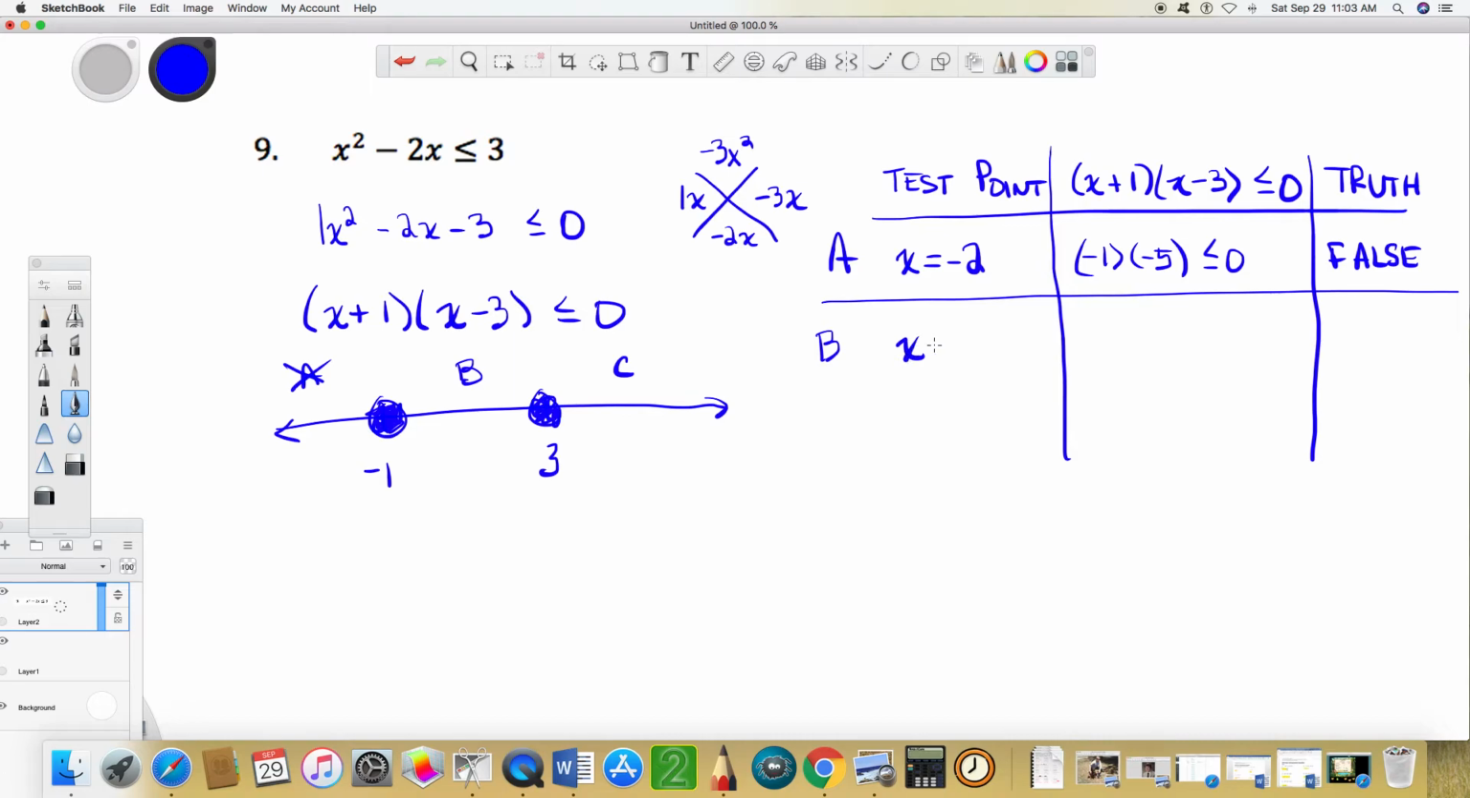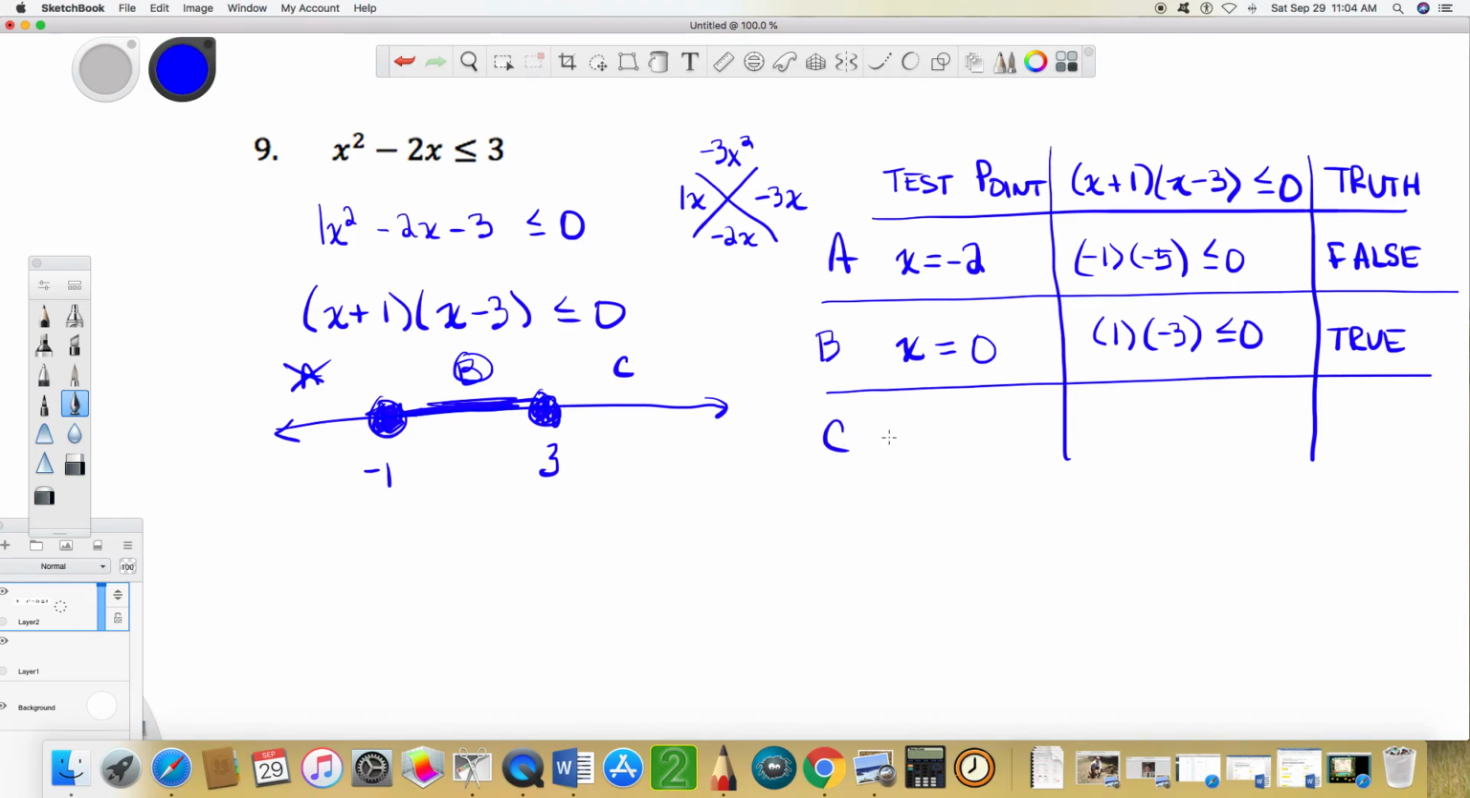In region B, since the numbers go from negative to positive, I'm going to pick 0 as my test point. Replace x with 0. And I have 1 times negative 3, which is negative 3. And that is less than or equal to 0. That's a true statement. So I'm going to include region B in my solution set. I'm going to shade that region.